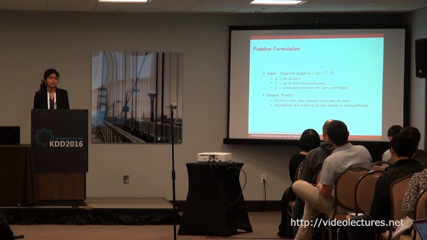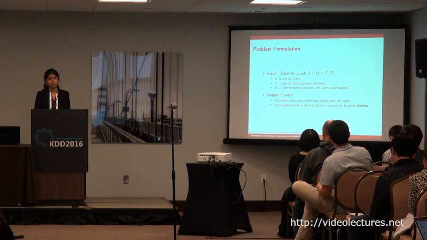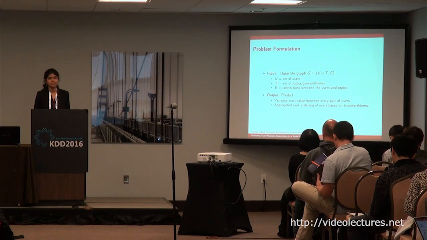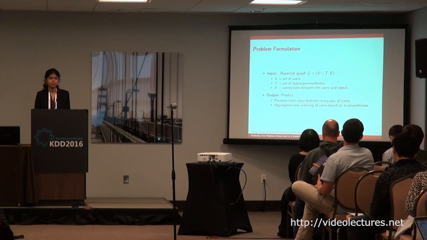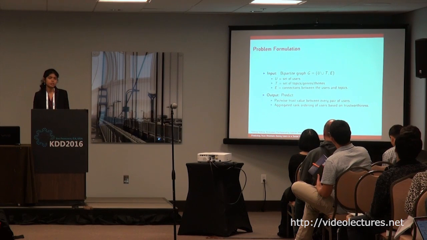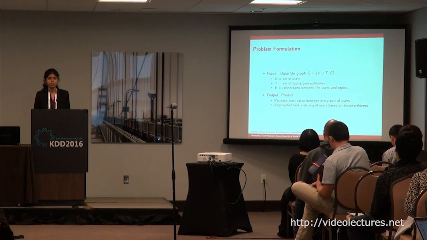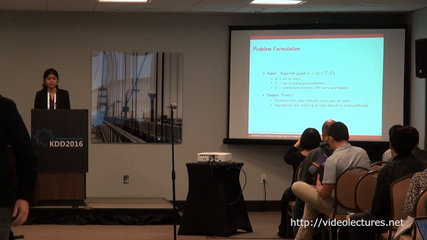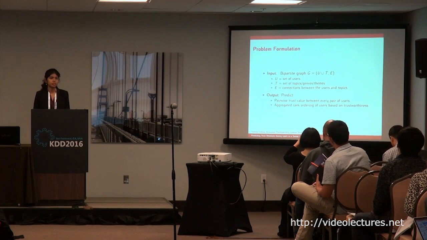I'd like to now define the way we formulate our problem. We create a bipartite graph that consists of two types of nodes. The first is the users or the people who are using social media. The second is the topics or genres or themes that we extract using any topic modeling approach, such as, say, LDA or non-negative matrix factorization from the data set. And we build edges between the users and topics based on which user has commented or posted on which topic. And we'd like to predict the pairwise trust value between every pair of users and also develop an aggregated global rank ordering of the users based on their trustworthiness.